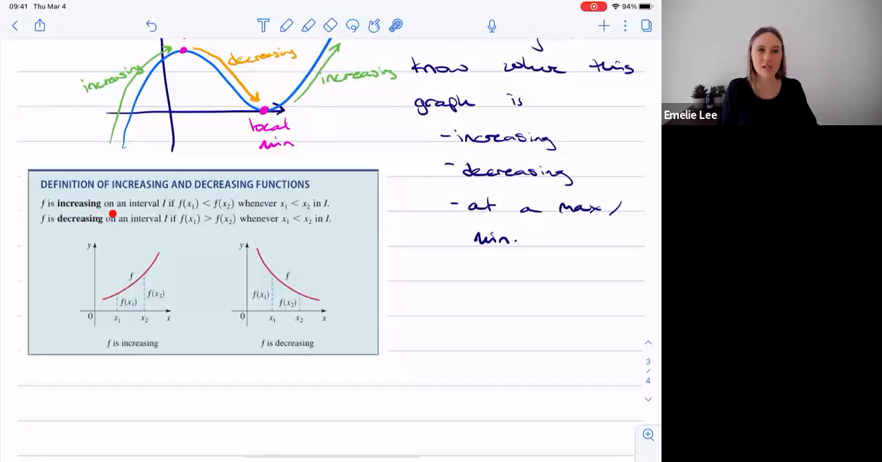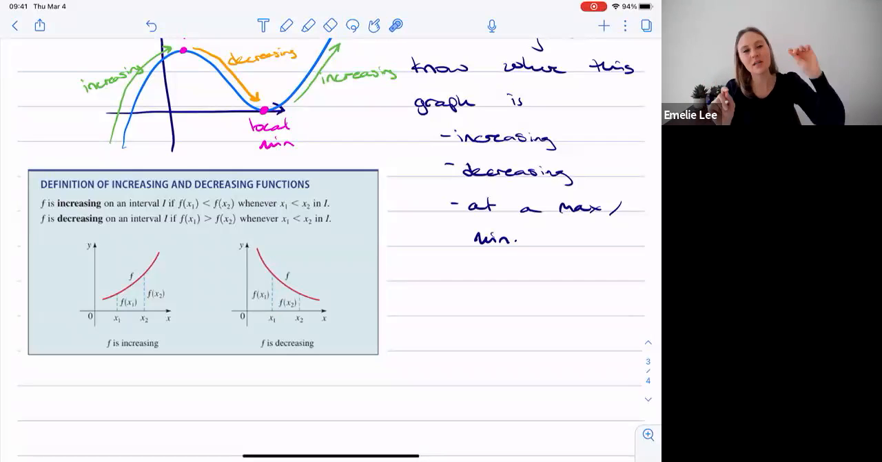So if f is increasing on an interval, if f of x1 is less than f of x2, if x1 is less than x2. So that's just saying, okay, if I take an input that's less than another input, and the output is less than the other output, well, then I have this increasing behavior, right? So technically, this is what it means to be increasing, right? The first output is less than the second output, right? And then vice versa, if it's decreasing, then the first output is larger than the second output.